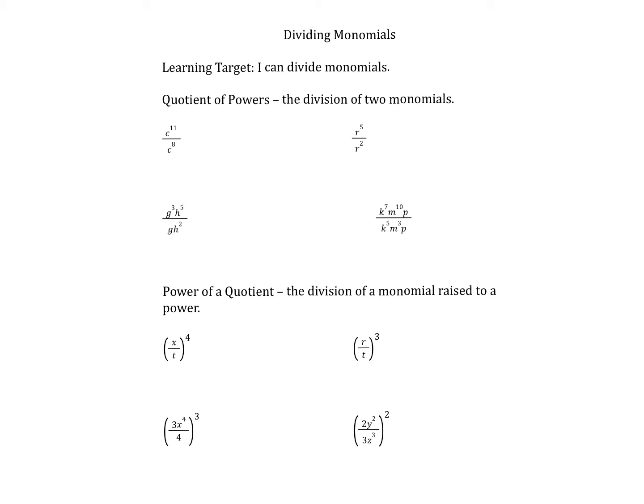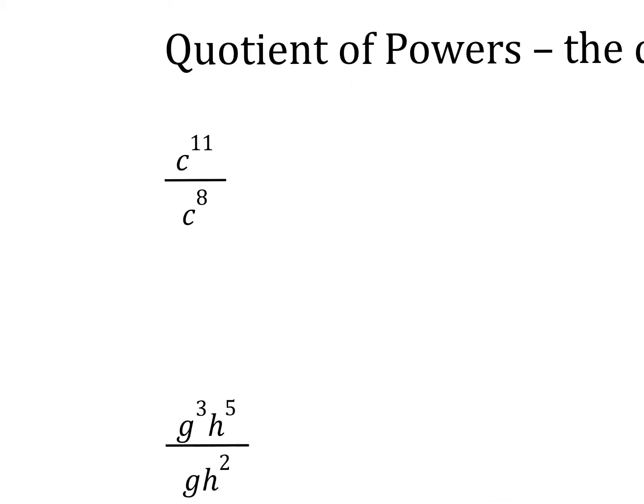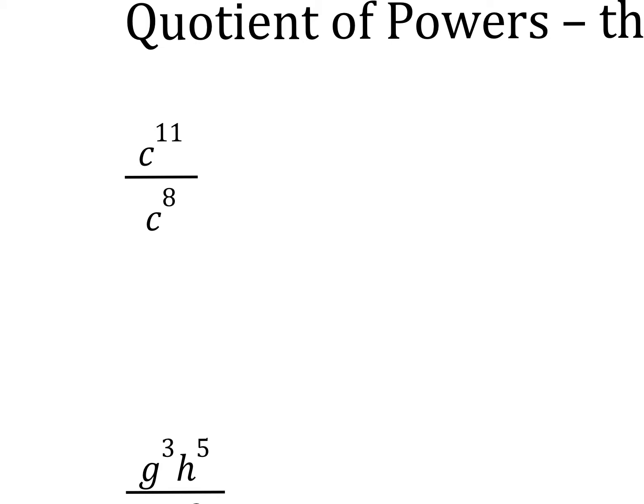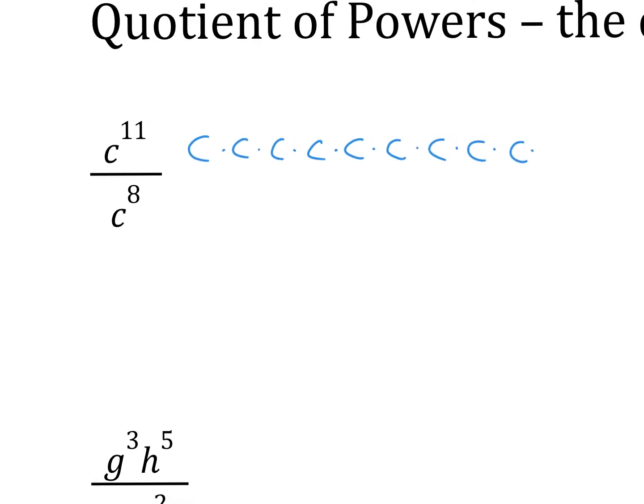Our learning target today is I can divide monomials. So when we have the quotient of powers, that's the division of two monomials, let's see what happens. Okay, so this first one we have c to the 11th power, so that's c times itself 11 times. All right, and then we're going to divide that by c to the 8th power, so c times itself 8 times.